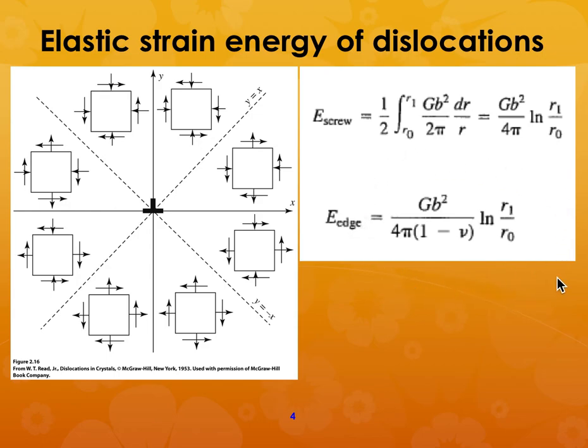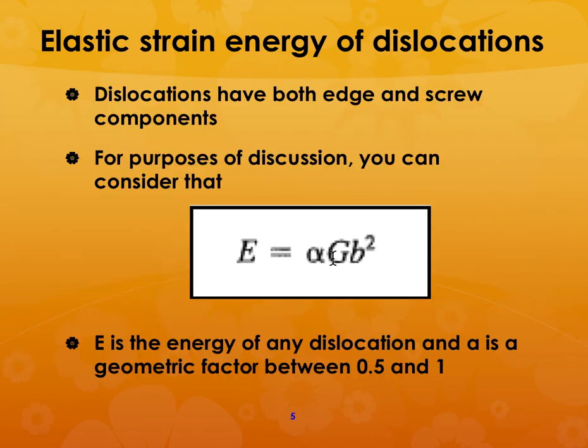So what you have to do, in order to move these dislocations so that you can deform the crystal, is overcome this elastic strain energy. Only then will the crystal start deforming. And as I said to you, a dislocation, in the real world, is neither completely screw type nor completely edge type. They have both edge and screw components.